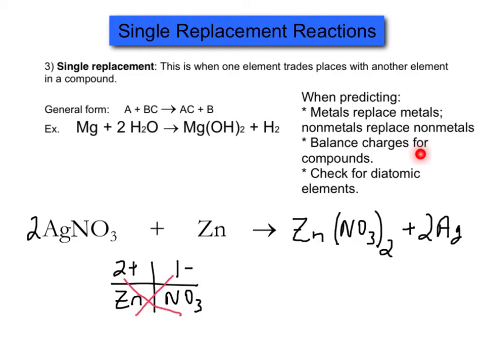Now the single element, we just have to check to see if it's one of the diatomic elements, and silver is not a diatomic element, and so we do not get a subscript of 2. And the last step is always going to be to balance the equation.